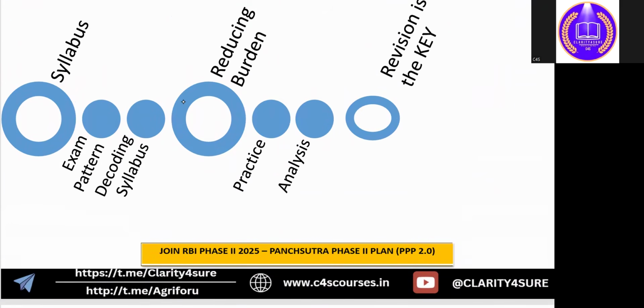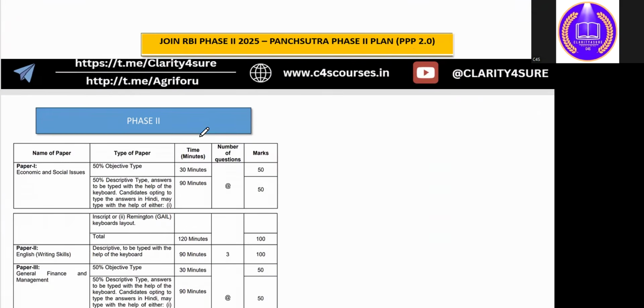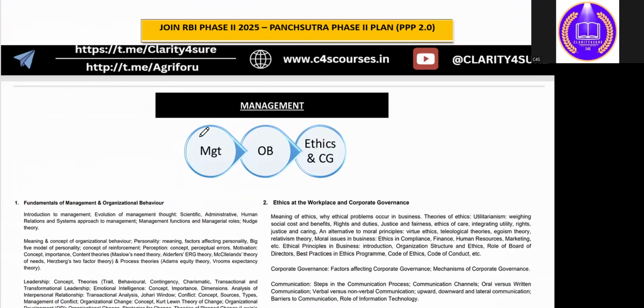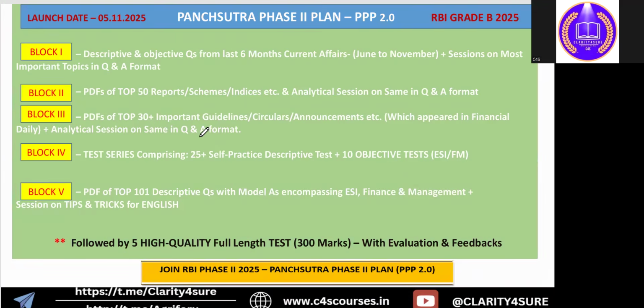In it I will discuss each and everything about how to strategize your preparation in order to achieve success. All right, so you can see the features of the course over here. The course is divided into 5 blocks. Similar features we saw during the Panchsutra Phase 1 program of RBI, and we saw a very good response, and we saw how the questions actually appeared in the examination from the test series of that Panchsutra, other than the rudimentary questions. Now you can see here that the course is divided into 5 blocks: block 1, block 2, block 3, block 4, and block 5.